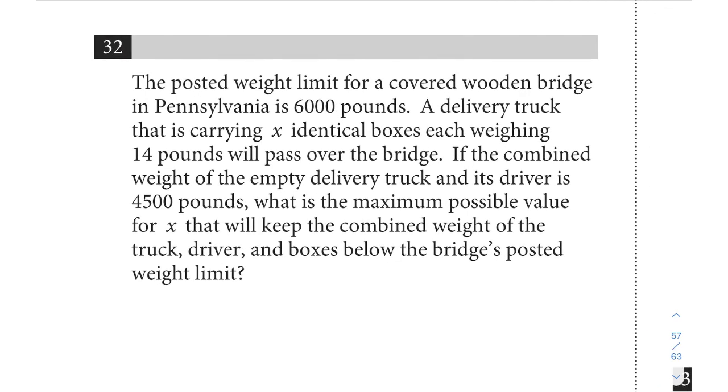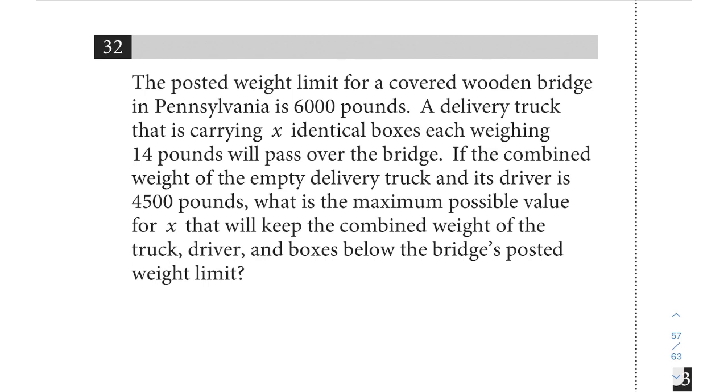Now for 32. Let's take a look here. It says the posted weight limit for a covered wooden bridge in Pennsylvania is 6,000 pounds. A delivery truck that is carrying X identical boxes, each weighing 14 pounds, will pass over the bridge. If the combined weight of the empty delivery truck and its driver is 4,500 pounds, what's the maximum possible value for X that will keep the combined weight of the truck, driver, and boxes below the bridge's posted weight limit?